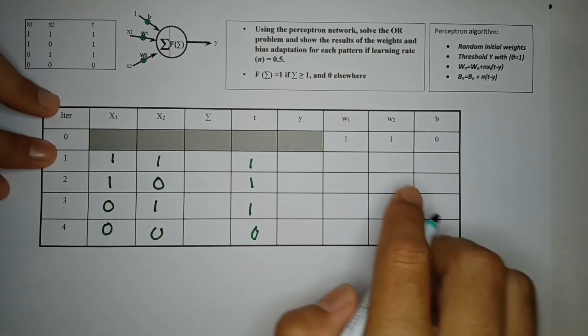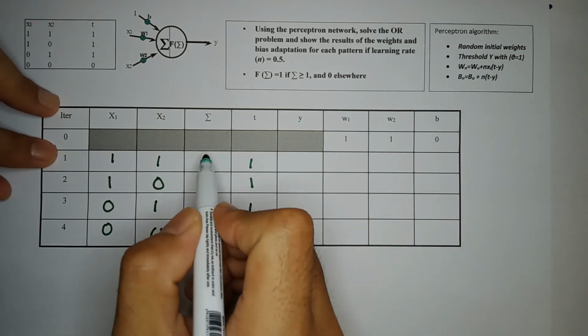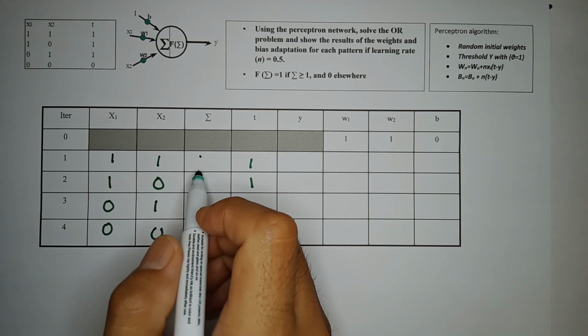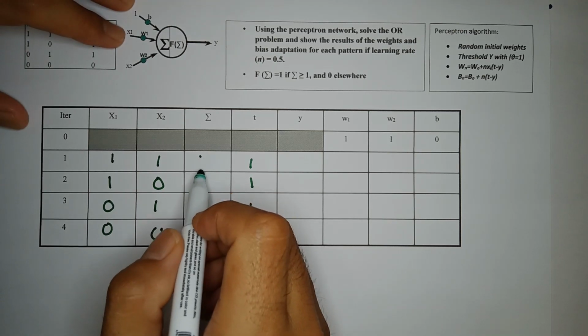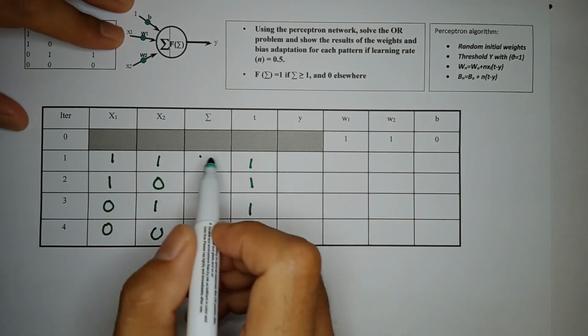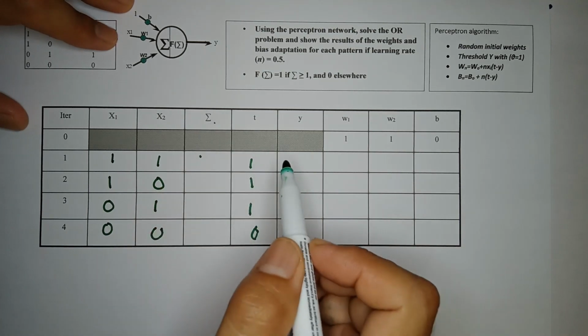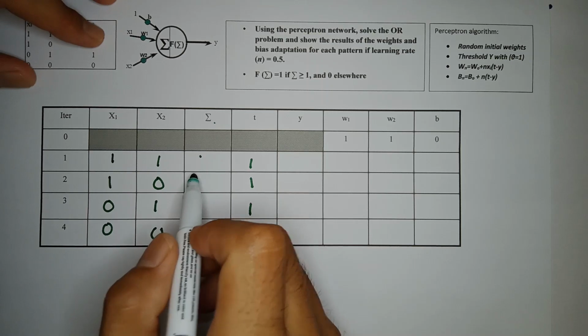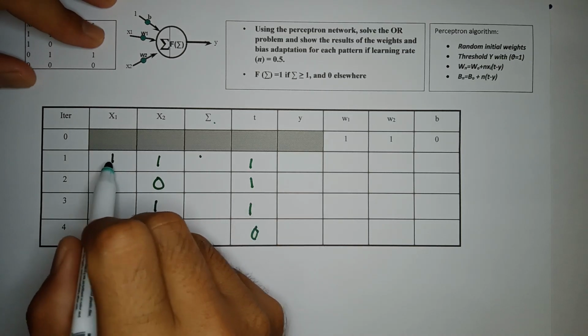So let's calculate this part and then do the update first. We need to calculate the summation of input for every particular situation. In this case, we have the summation of input equation. So for the summation input here, let's say the value will be 1, 1, 0.